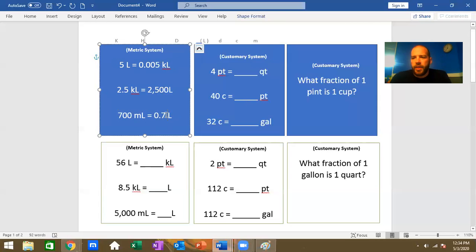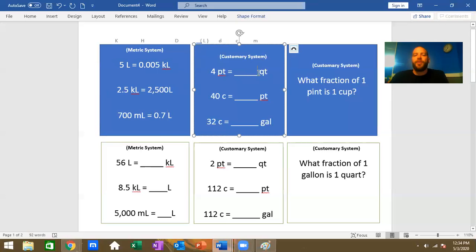And remember what I'm starting to do: the blue boxes are problems basically identical to the problems that you're going to be solving. And then these white boxes are the problems that are on your worksheet that you're going to solve. And then you can check the answers with me.